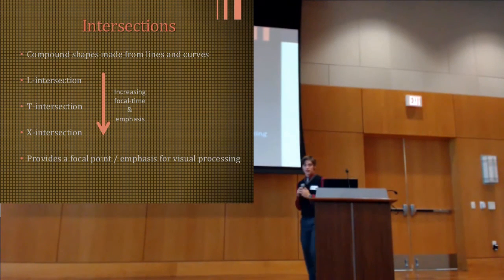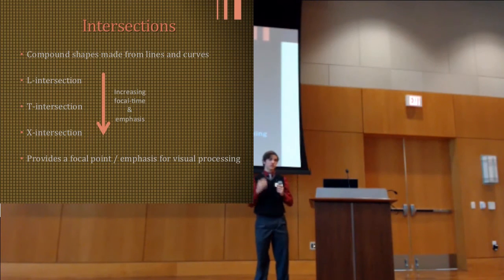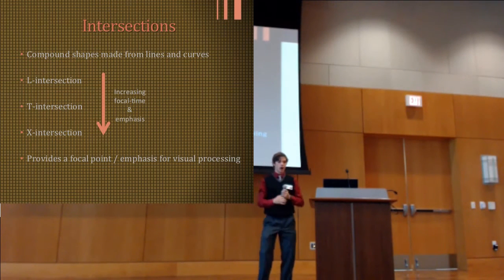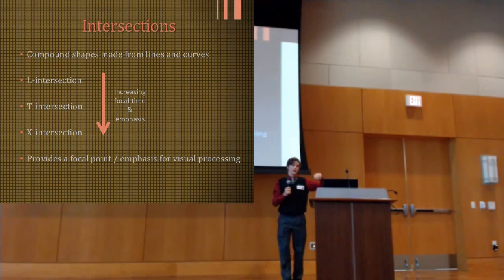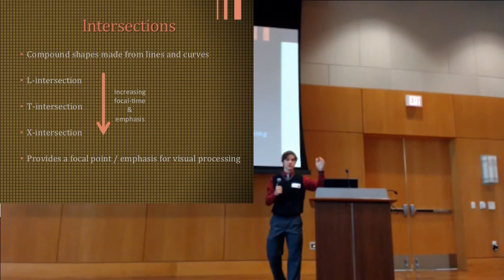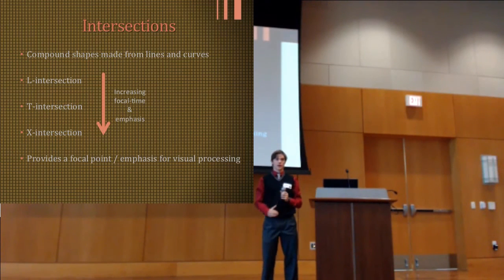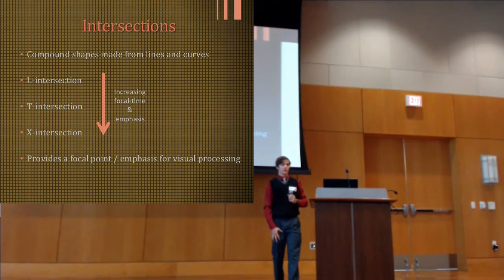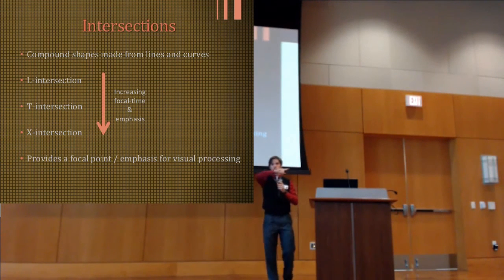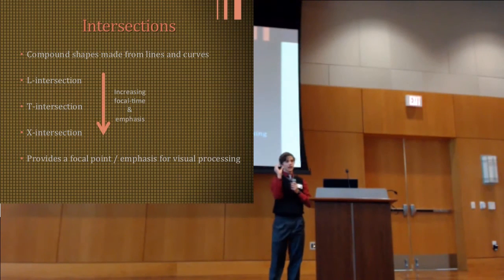Finally, there are compound shapes made from intersections of lines and curves. I just got three types here, and they're what they sound like: L intersection, T intersection, X intersection. I don't know how to say that more clearly than that. We've got one that's just an angle, a sharp angle that's not quite narrow enough to be a point. You've got a T, where it's a three-way intersection. You can have a four-way intersection.